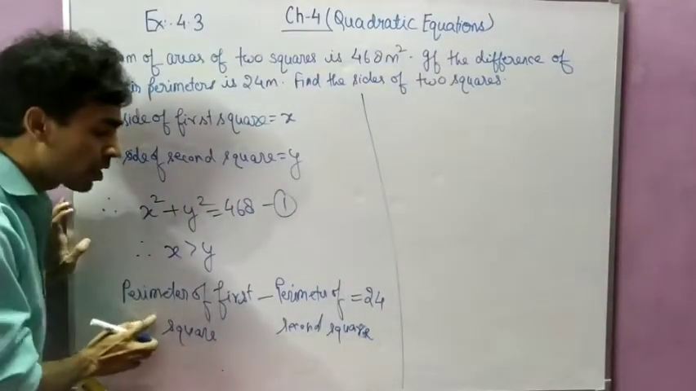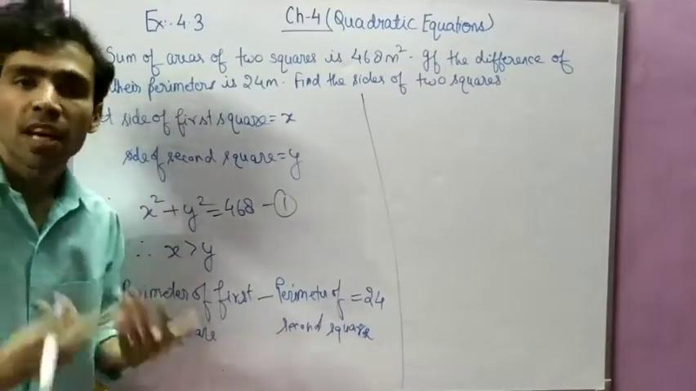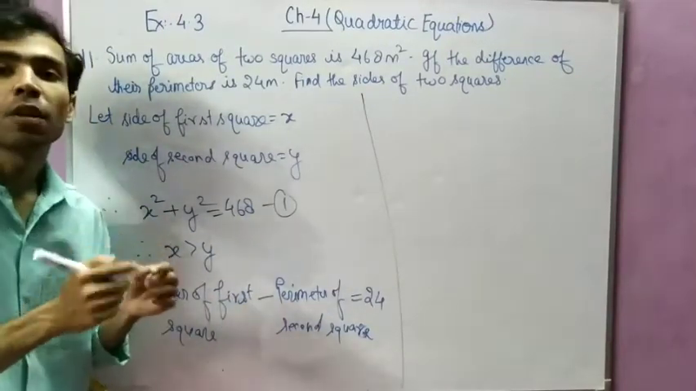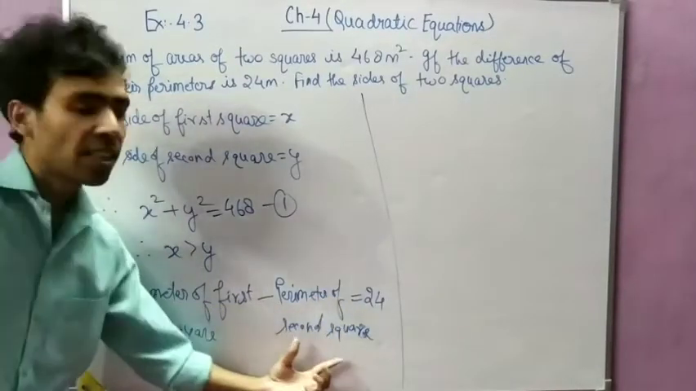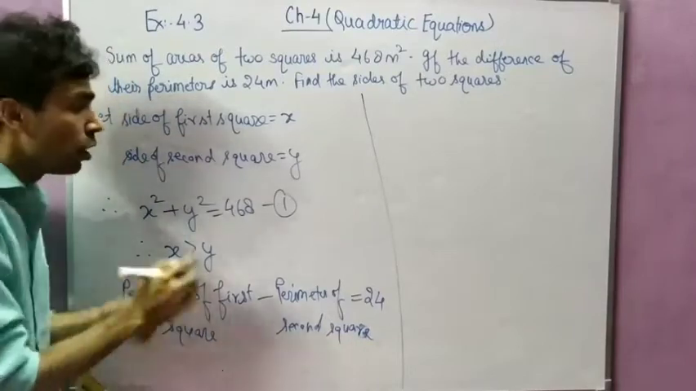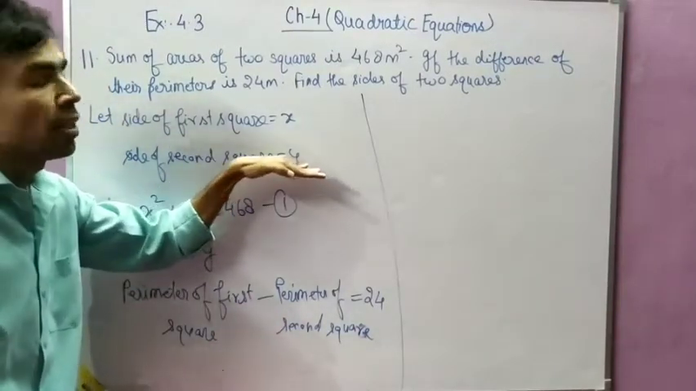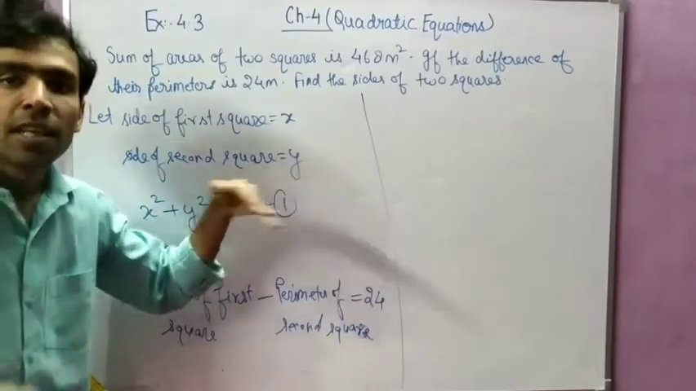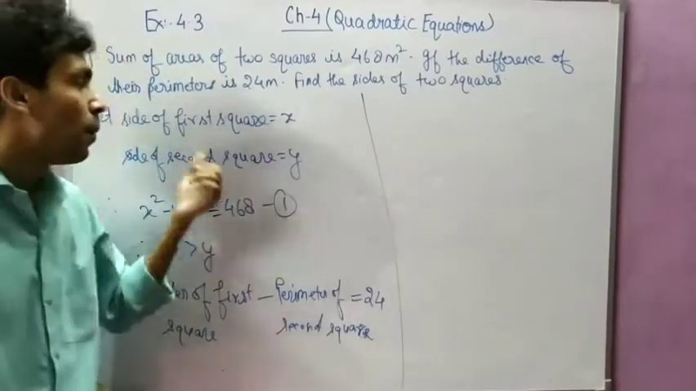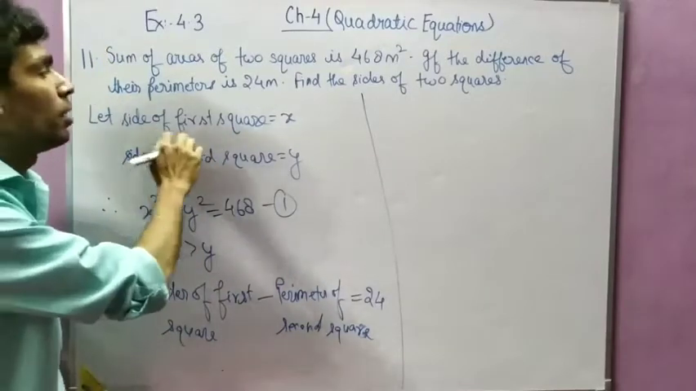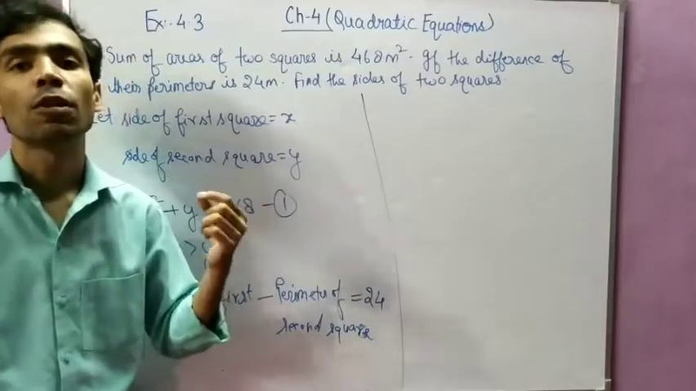Why have I subtracted the second from the first? Because the first square was larger, its perimeter will also be larger. So perimeter of the first square minus perimeter of the second square. I have assumed it this way, but you can also assume that the side of the second square is larger. It's your wish which square you want to be larger. I want the first square to be larger, so its side will also be larger.